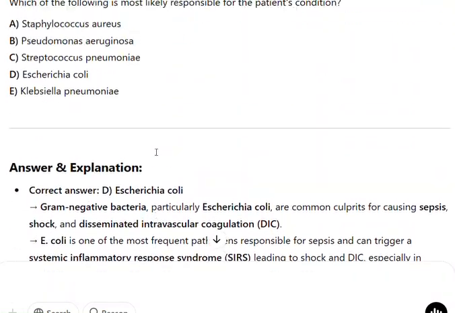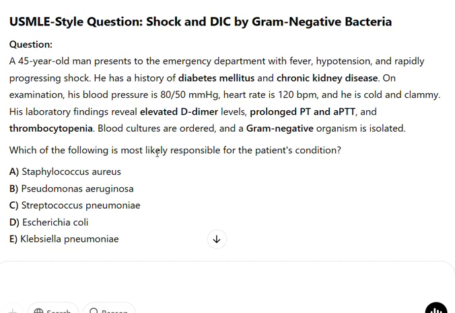USMLE-style question: shock and DIC by gram-negative bacteria. Question. A 45-year-old man presents to the emergency department with fever, hypotension, and rapidly progressing shock. He has a history of diabetes mellitus and chronic kidney disease.